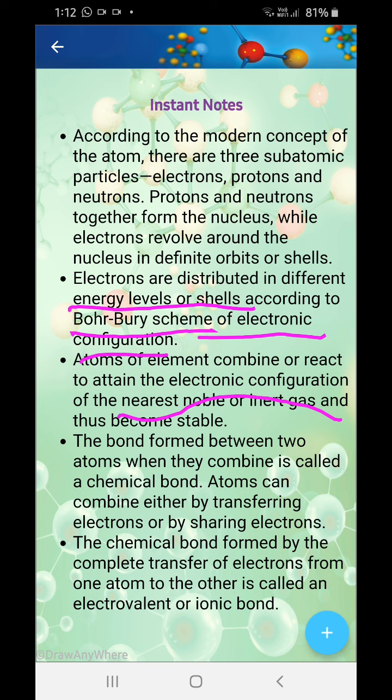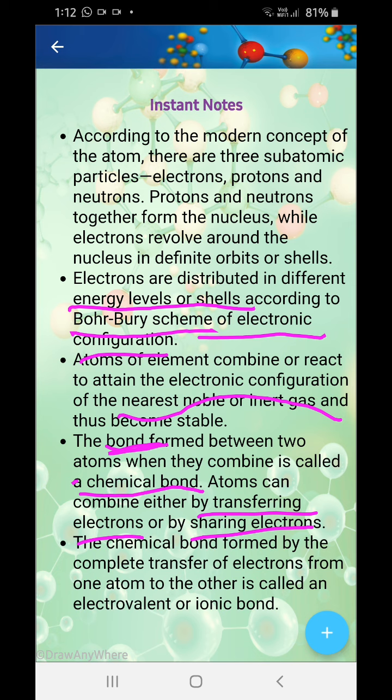The bond formed between two atoms when they combine is called a chemical bond. When compounds are forming, the bond is called a chemical bond. Atoms can combine either by transferring electrons, by accepting or donating, or by sharing electrons. Remember the definition of valency, you will get it.